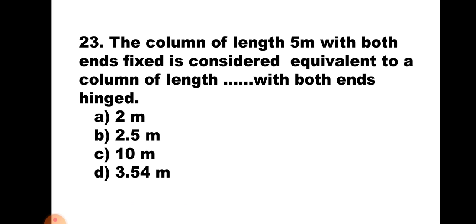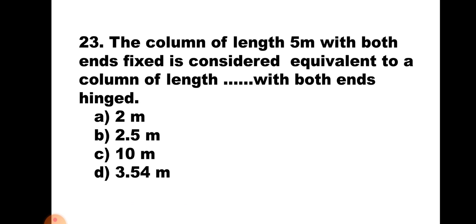Question number 23. The column of length 5 meter with both ends fixed is considered equivalent to a column of length dash dash dash with both ends hinged. A 2 meter, B 2.5 meter, C 10 meter and D 3.54 meter. Now this is again a good question in which a column is given as both ends fixed, 5 meter, equivalent to a column of length dash dash dash with both ends hinged.